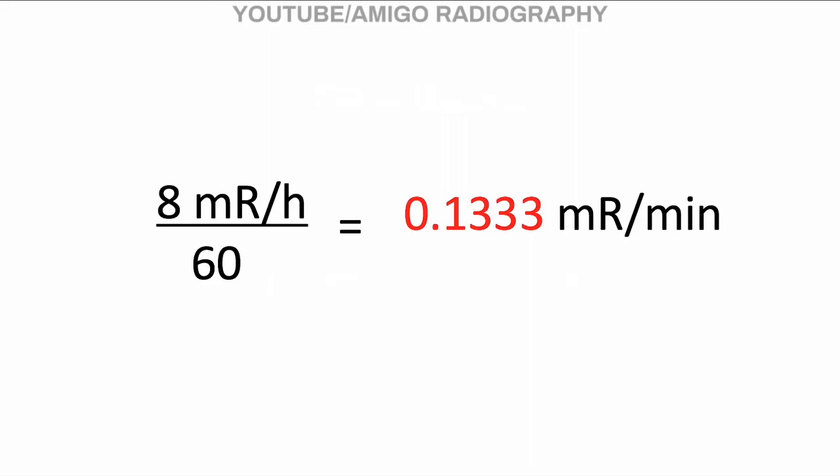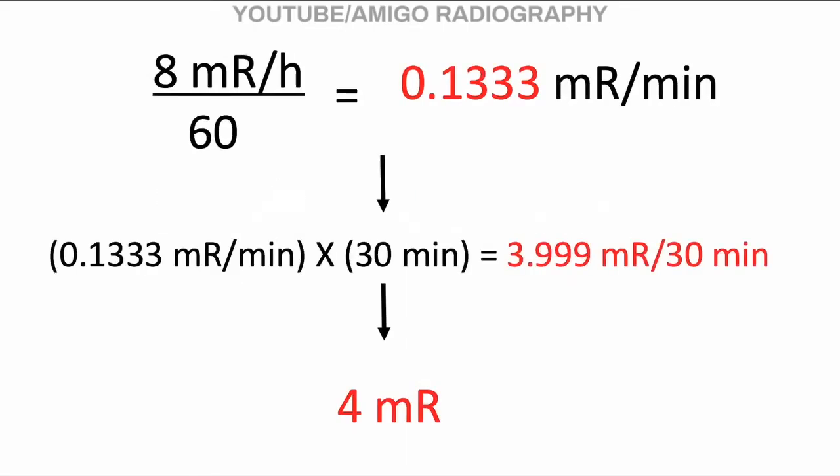8 milliroentgens an hour divided by 60 minutes sums to 0.1333 milliroentgens per minute. Now that we have the milliroentgens per minute, we can simply multiply 0.1333 milliroentgens per minute by 30 minutes. This sums to 3.99 milliroentgens per 30 minutes, or to round up, 4 milliroentgens.